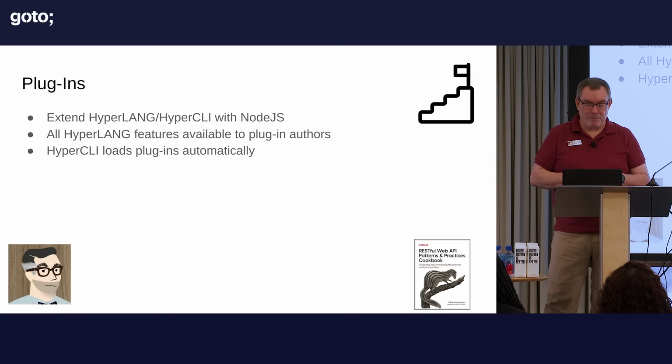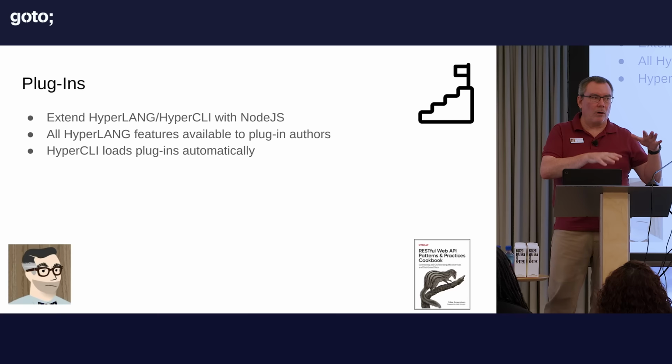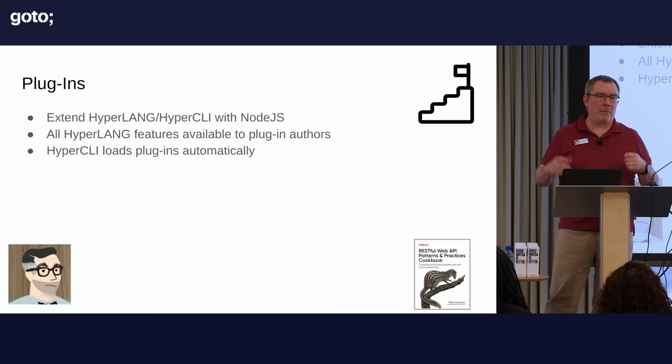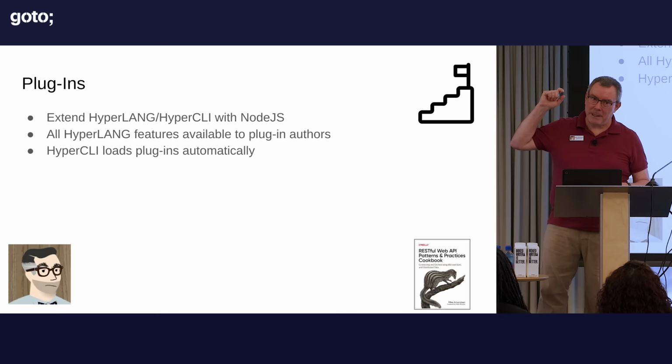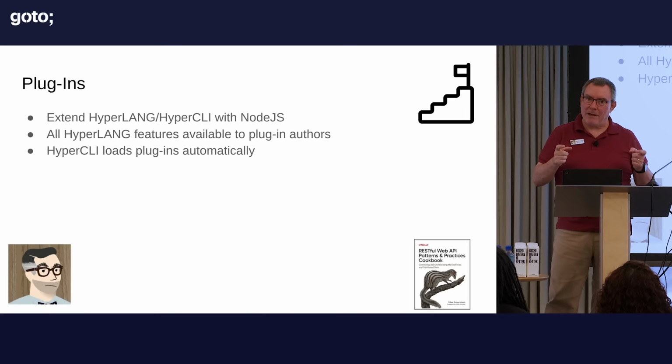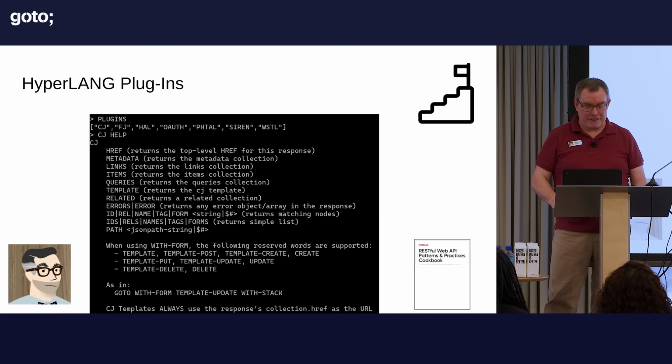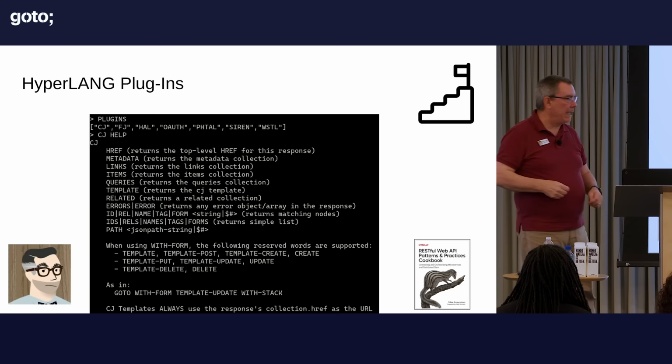All of the HyperLANG features are available to plugin authors. So all of the memory stack, the OAuth, all of those kinds of things are available for free if you're writing a plugin. And it loads plugins automatically. You just drop these JS files, these Node.js files, in a folder, and at startup, it'll just load them right up, which makes them terribly handy. And what's the other thing it makes them? Terribly dangerous. I resisted using the eval statement, but I did make it possible to create any kind of plugin you wanted. So first of all, plugins are on a slightly different path in the engine. You can ask what plugins are available right now. These are all the plugins that are currently available.